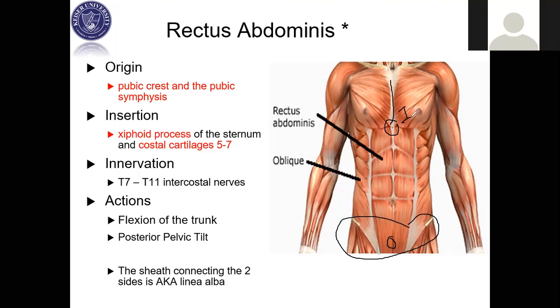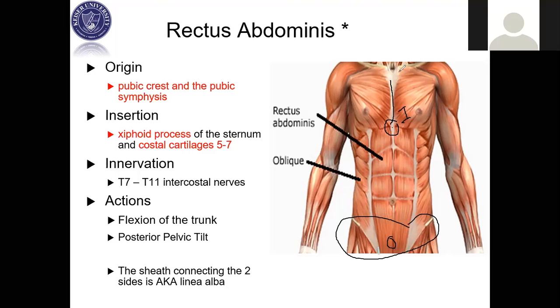But for now, what I need you to know about the rectus abdominis is that the origin is at the pubic symphysis, and its insertion is the xiphoid process. Its major action is trunk flexion. The innervation is the intercostal nerves.